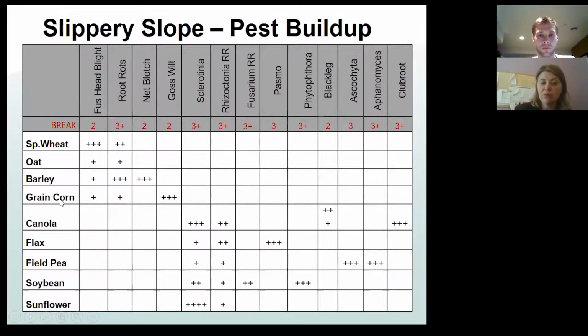So using spring wheat and grain corn again, something like Goss's wilt is very important for grain corn, but doesn't affect spring wheat. When talking about something like clubroot, it's kind of like Goss's wilt: it affects canola, but none of the other crops. But if we want to look at a disease that affects a lot of the broadleaf crops, something like sclerotinia affects most of the broadleaves that we have out there and can be extremely important in things like canola and definitely important in other crops like sunflowers.